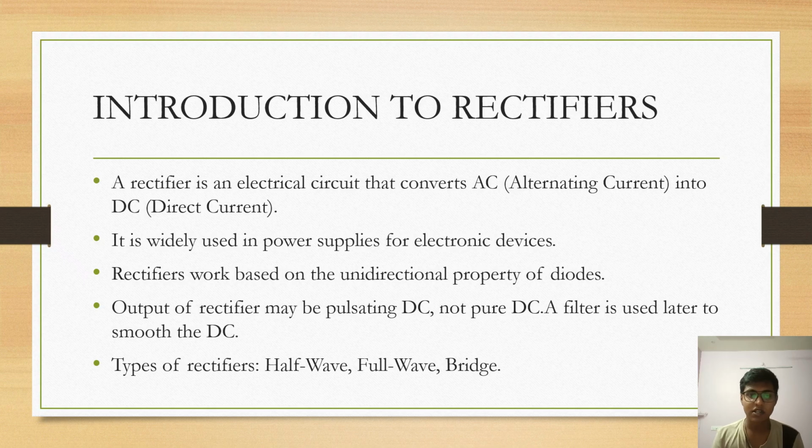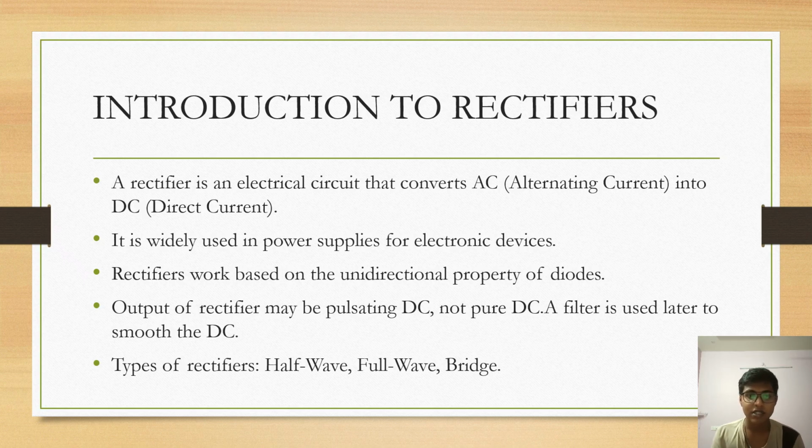Introduction to rectifiers. A rectifier is an electrical circuit that converts AC into DC, where AC is alternating current and DC is direct current. AC is the current which changes with respect to time. It alternates in a graph, but DC is a constant value. So a rectifier is used as an AC to DC converter.